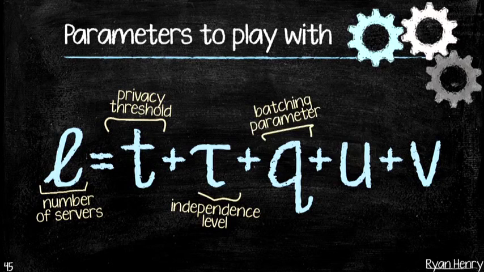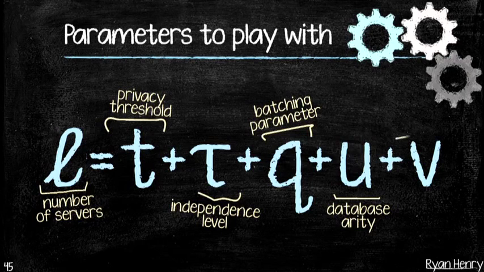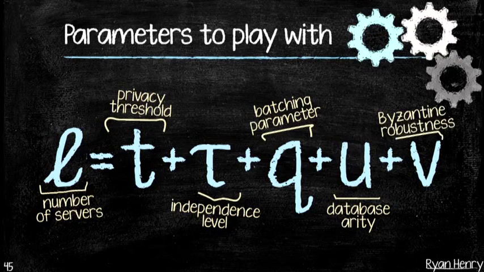Q is the number of records that we get in each query. U is that parameter where we were shrinking the database down. And then V is how many Byzantine servers we can tolerate. And we can set these parameters any way we want, as long as it satisfies this very simple equation. It's just a linear equation where you're adding them all together. So this gives us lots of wiggle room to set parameters as we please.